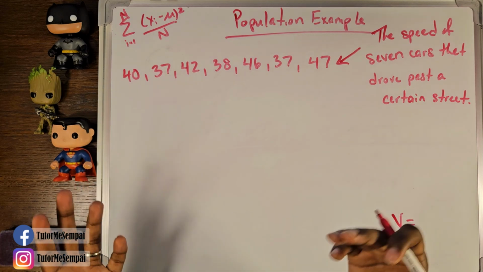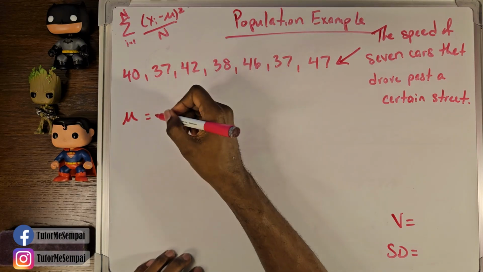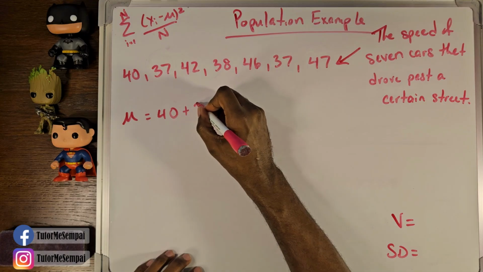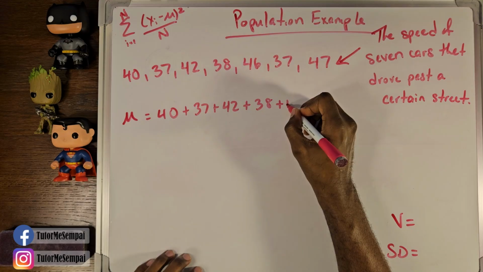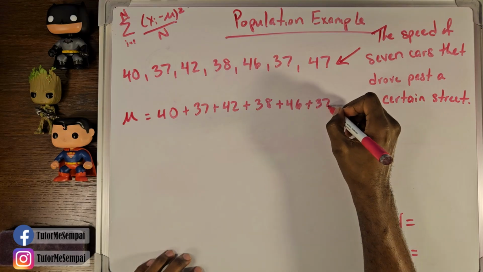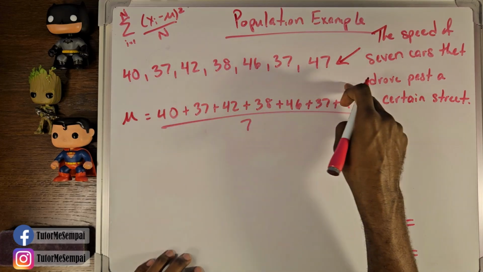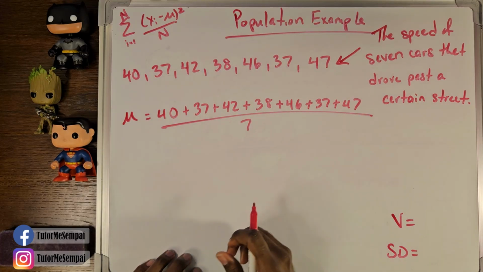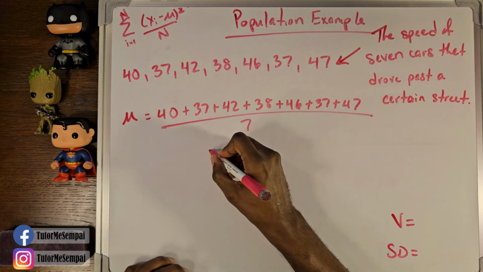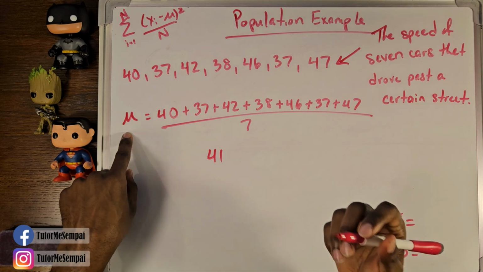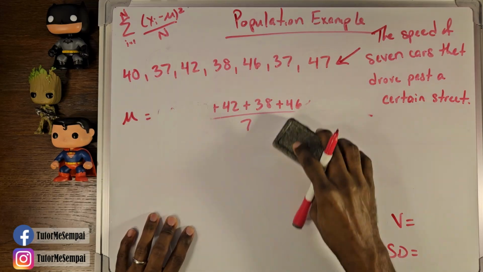So let's first start with finding our population mean. Our mu is going to be summing up all of these: 40 plus 37 plus 42 plus 38 plus 46 plus 37 plus 47, divided by the full number of our population, which is going to be 7. When you plug all of that into your calculator, that should give you 41. So our mu, our population mean, is going to be 41. So we can start there.